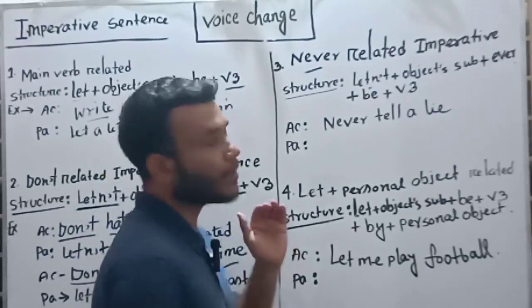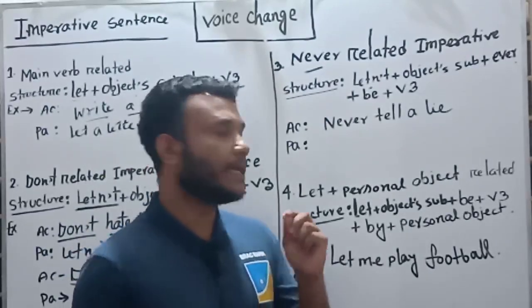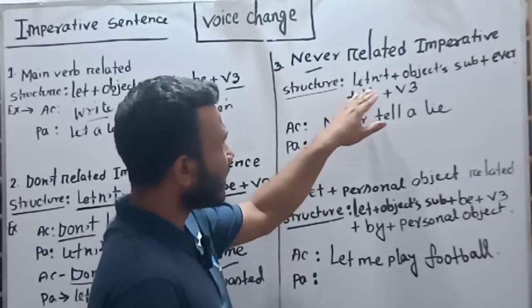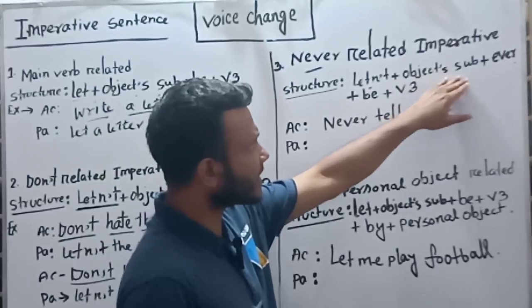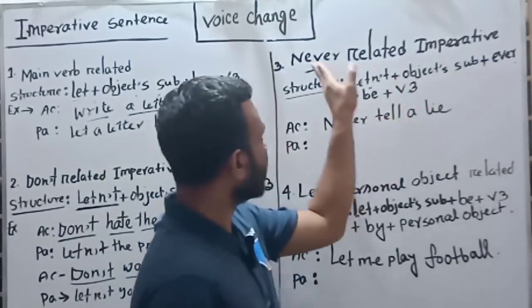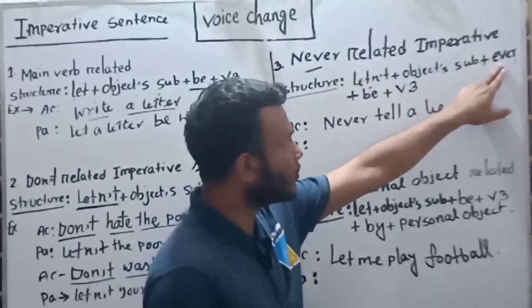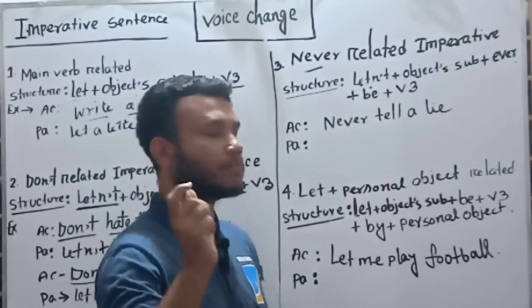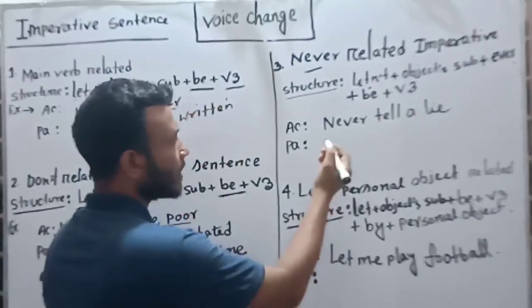Get another rule. Another rule is if you get an imperative sentence started by never, you have to follow this structure. What is the structure? Let not and object will be subject. For never, you have to use a verb. Then put be. At the end of the sentence, verb will be past participle form. Get an example.